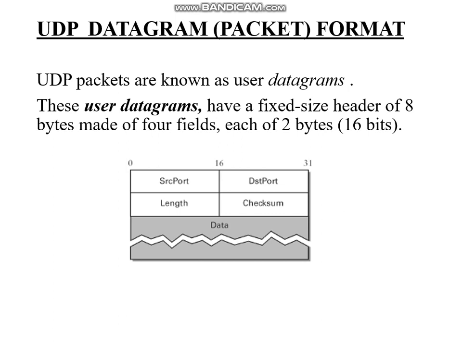UDP data packet format. UDP packets are known as datagrams. These user datagrams have a fixed-size header of 8 bytes, made up of 4 fields of 2 bytes each.